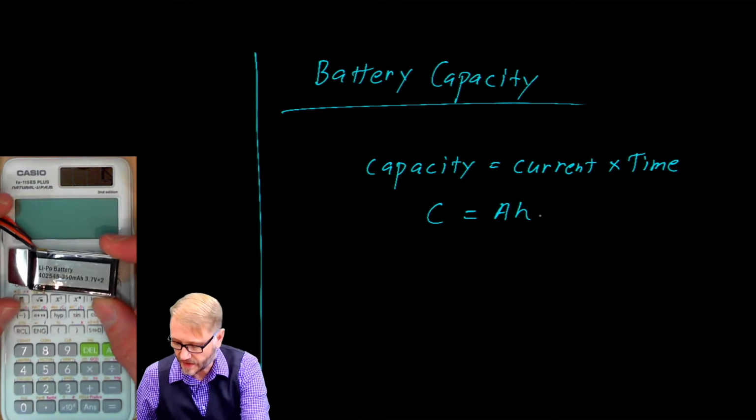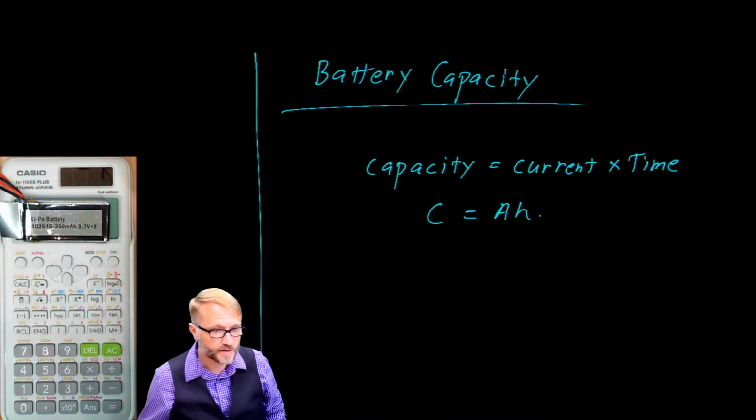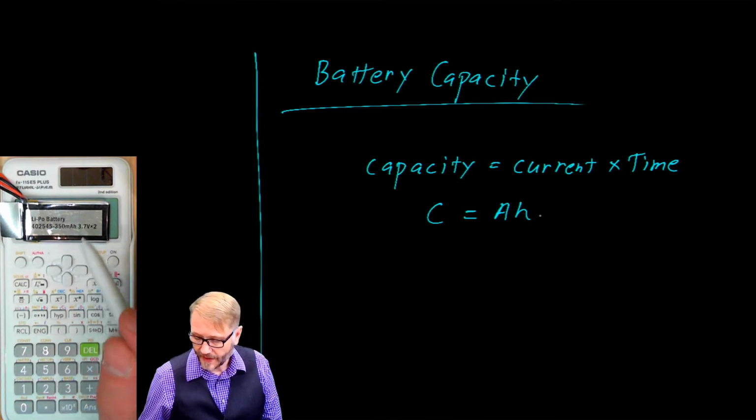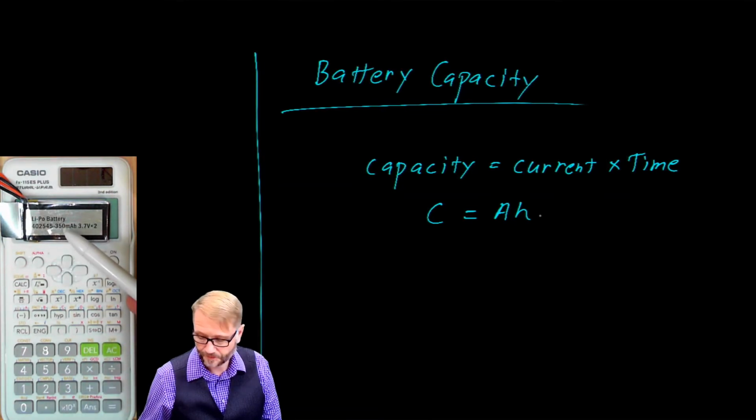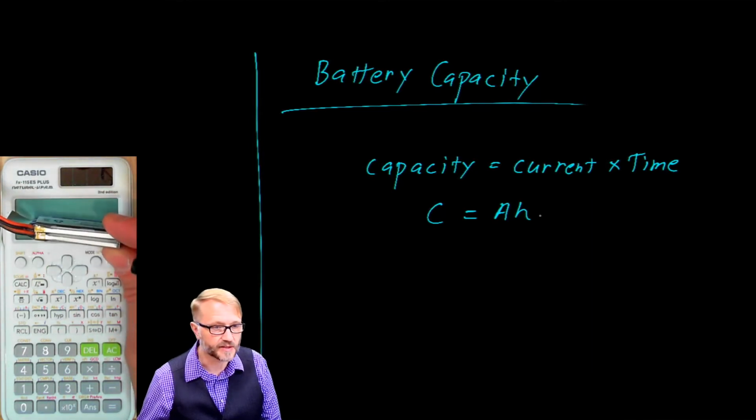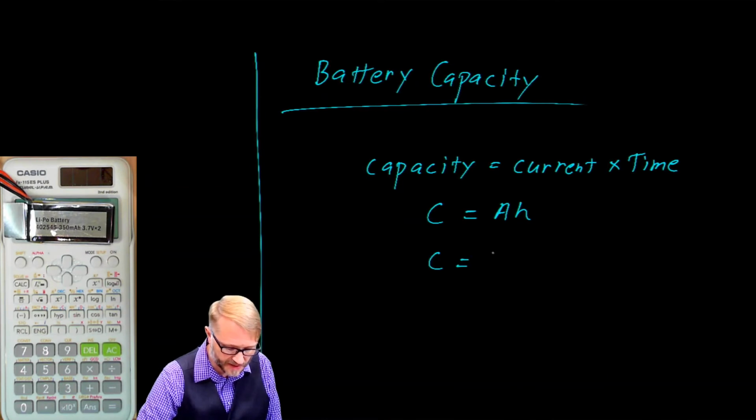You may have seen this with battery packs such as this. This particular one is a lithium-ion battery. It has a 350 milliamp hour rating, and it happens to be 3.7 volts by 2 batteries. And you can see that there are 2 cells in there. In this case, we would say the capacity is equal to 350 milliamp hours.